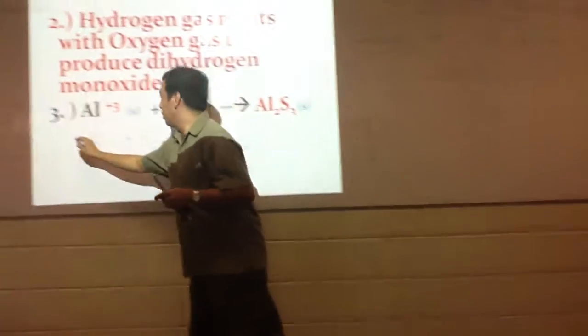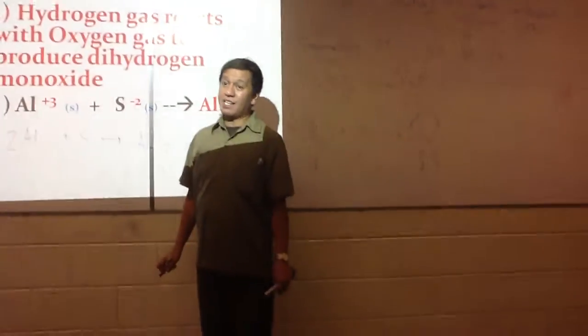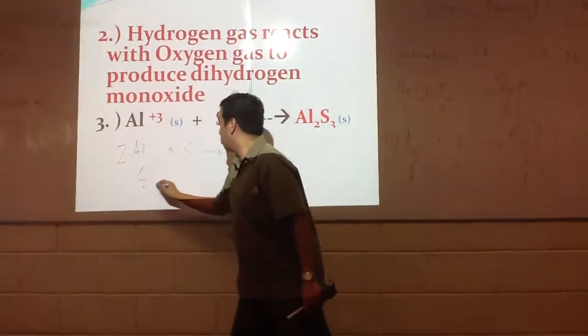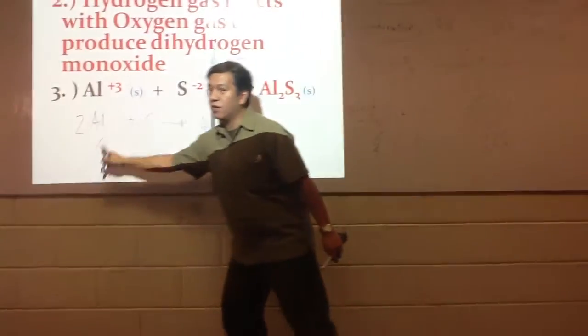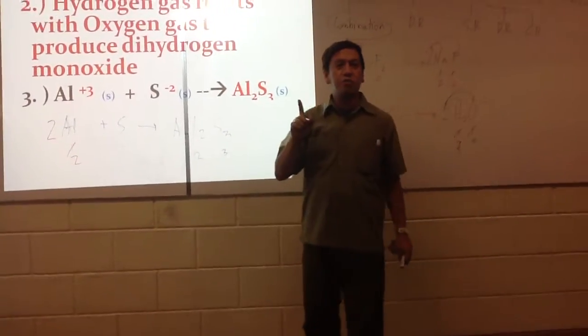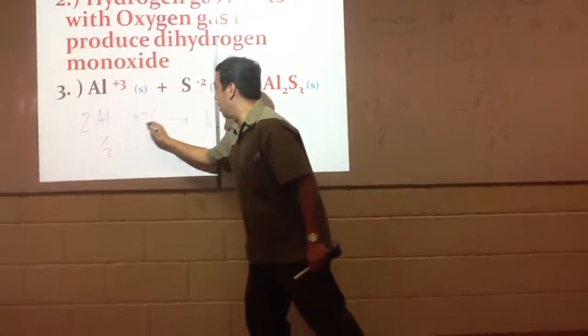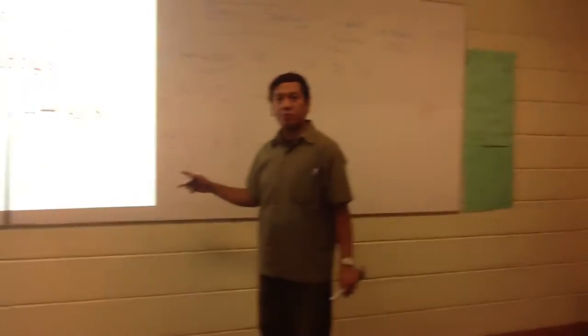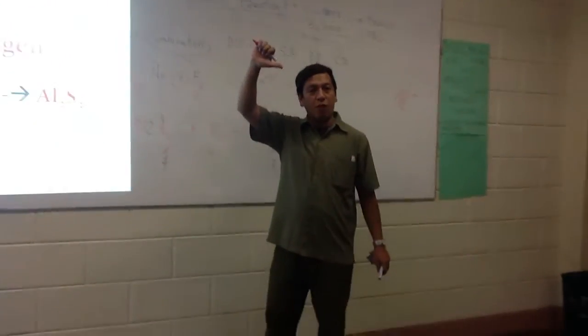Okay, put coefficient 2 here. It's numerical coefficient. So we have 2 times 1, 2. Is aluminum balanced now? Okay, check. What about sulfur? 3. What do we need to do? Alright, put 3 coefficients, so therefore it's 3. Is the equation balanced now? Very good. Thumbs up, thumbs down.